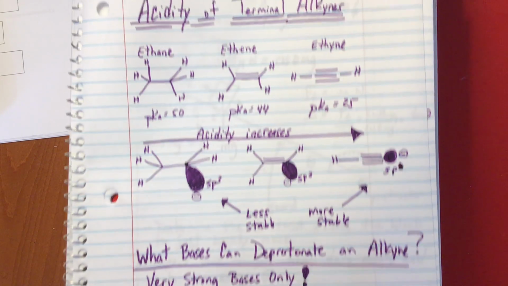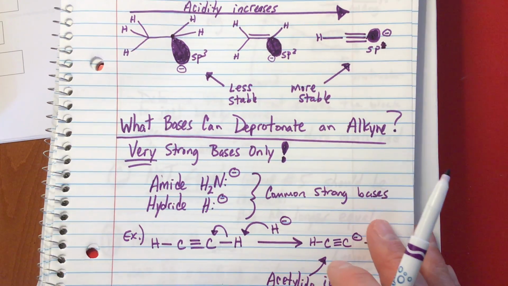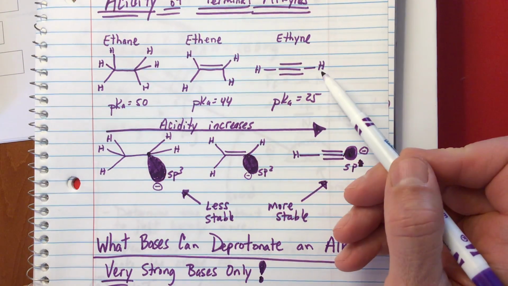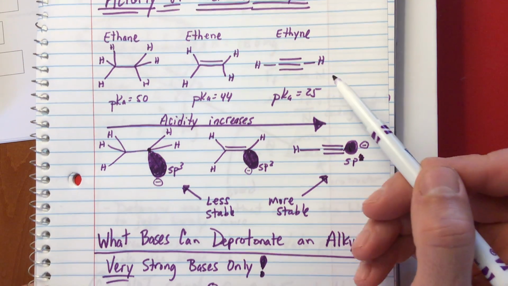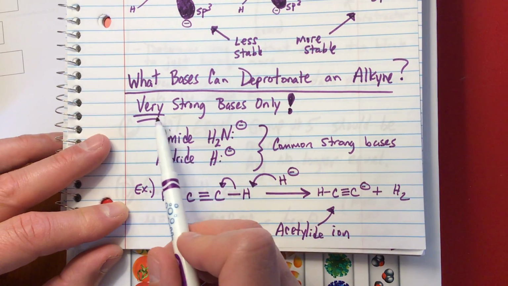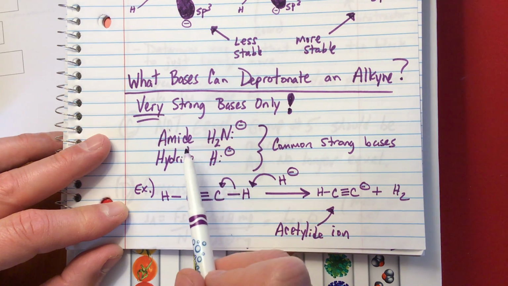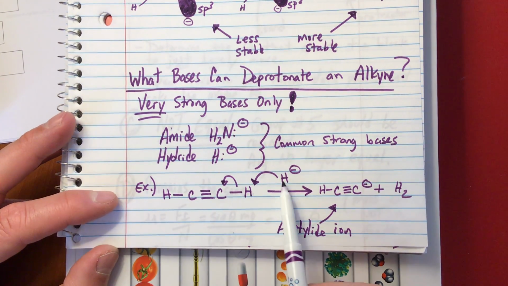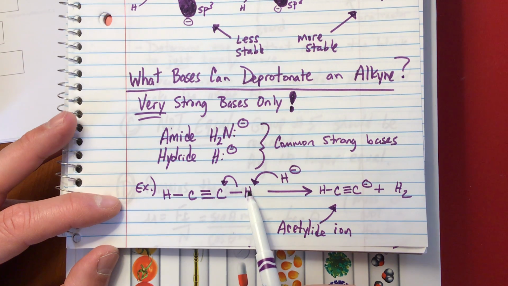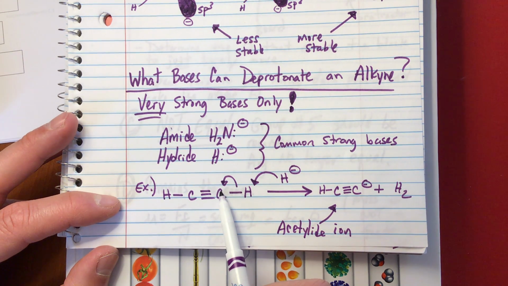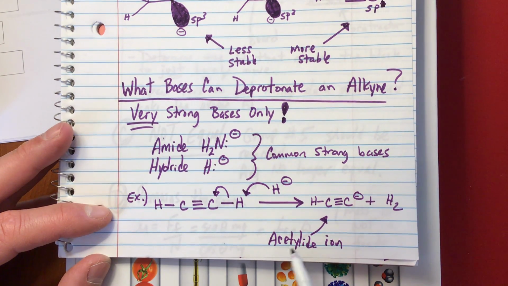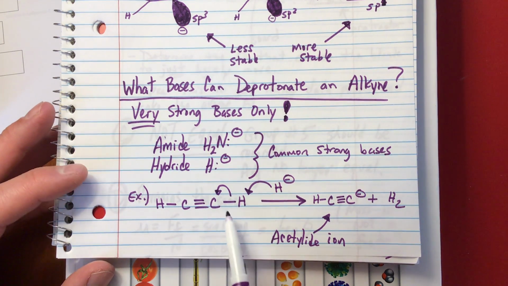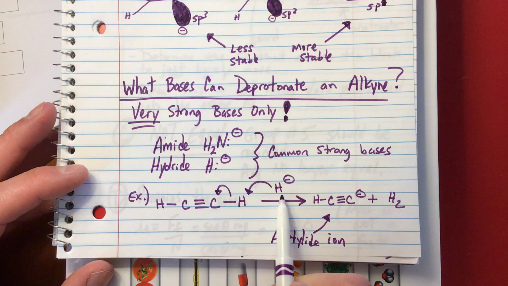Okay, so lastly, I wrote what bases could deprotonate an alkyne. So if I wanted to deprotonate that hydrogen right there, what base could do it? And it would have to be a very strong base. Amides and hydrides are common strong bases. So an example of what that would look like, let's say we use hydride, it would come and deprotonate the hydrogen, the electron pair would dump onto the carbon, so that would give us an acetylide ion and hydrogen gas. So that would be the mechanism for the deprotonation of acetylene with hydride.